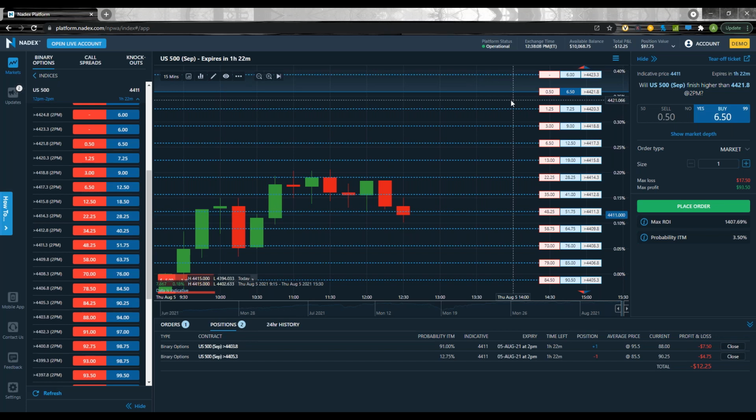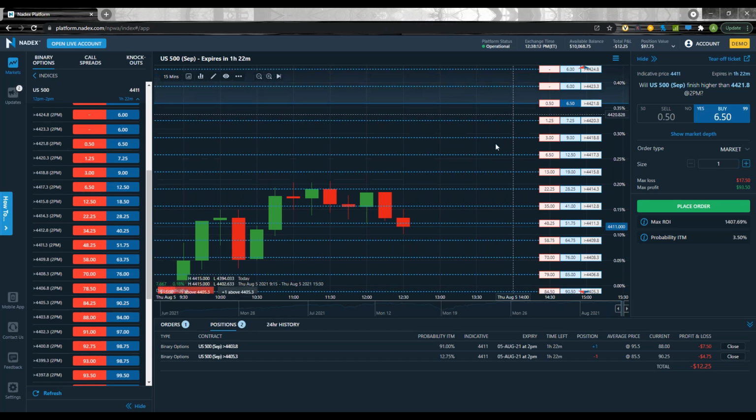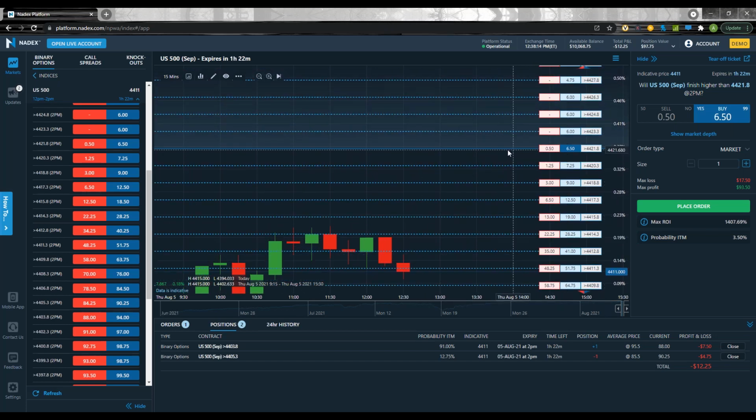So the point I was trying to make is that at expiration, it doesn't matter how much the market's moved anything else. It's simply, is it above or below this line? But before expiration, if you get into a contract on the buy side and the market goes up, generally you're going to be able to sell it back for more.